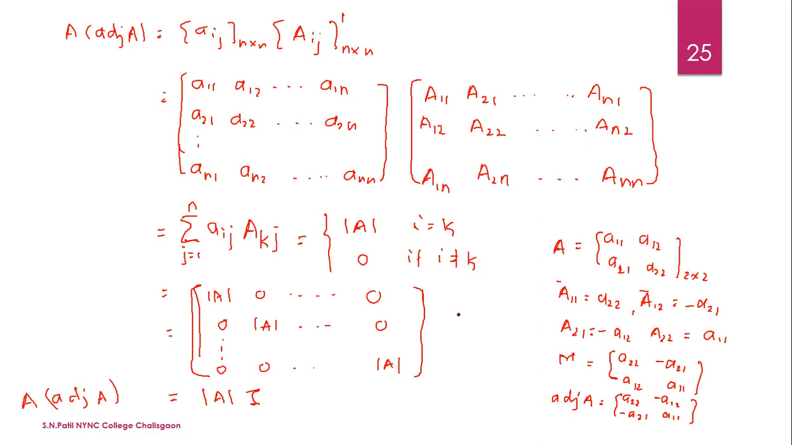Similarly, we can prove that adjoint of A into A is equal to determinant of A into I. So this is the required proof of the problem.